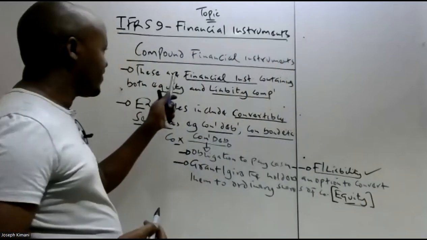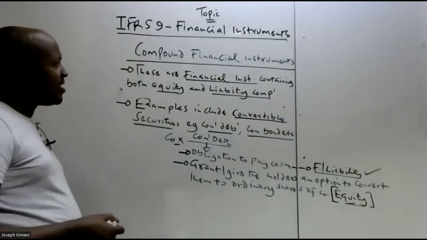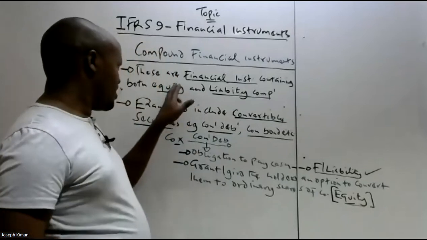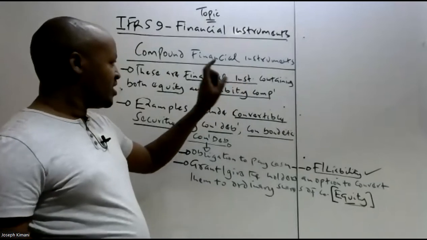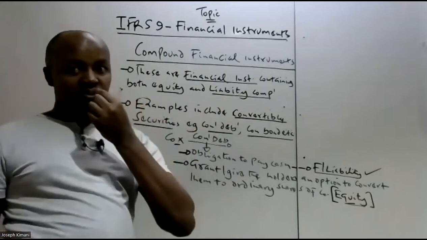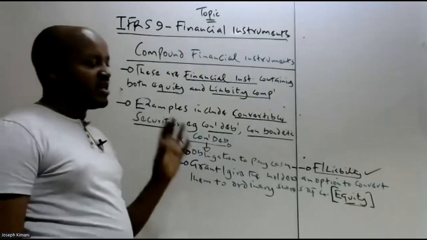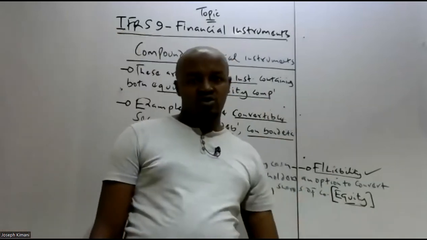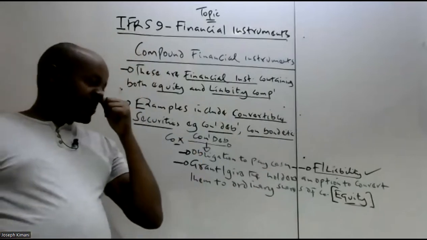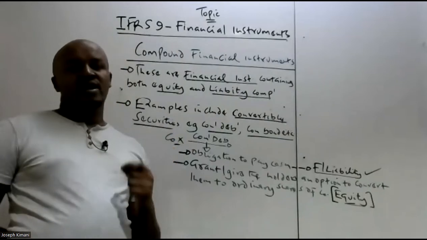Therefore, coming back to the definition, a compound financial instrument is a financial instrument which contains both the equity component and the liability component. Very, very important. Good examples are convertible securities or convertible instruments, e.g. convertible debentures, convertible bonds, and so on.